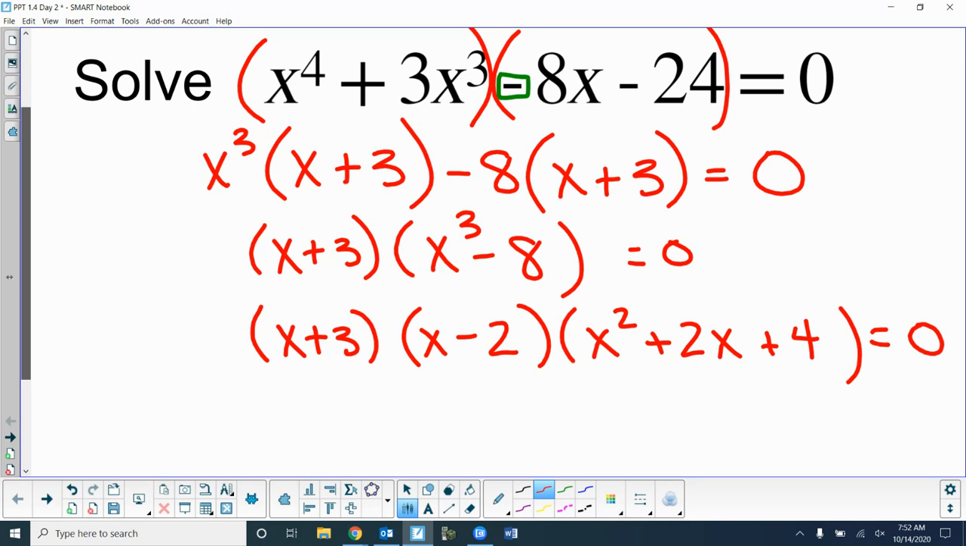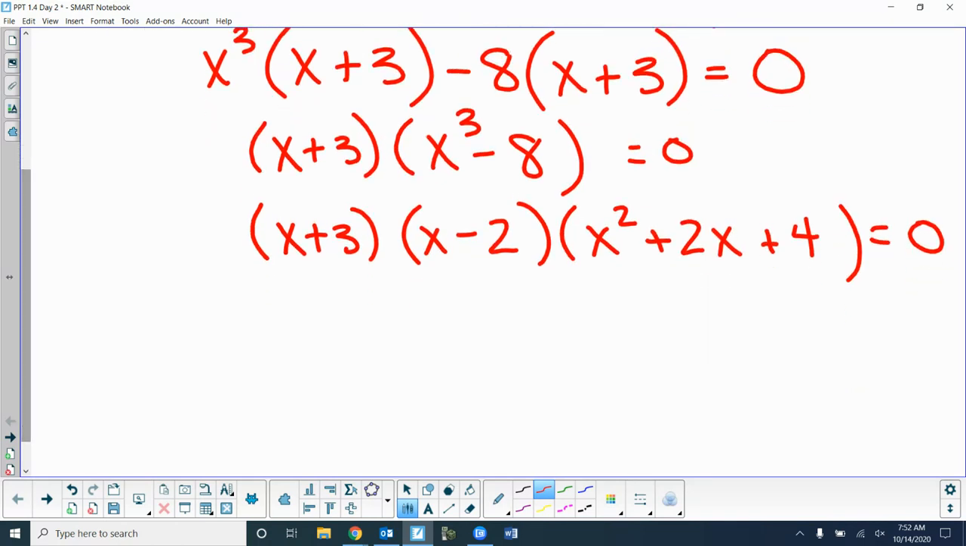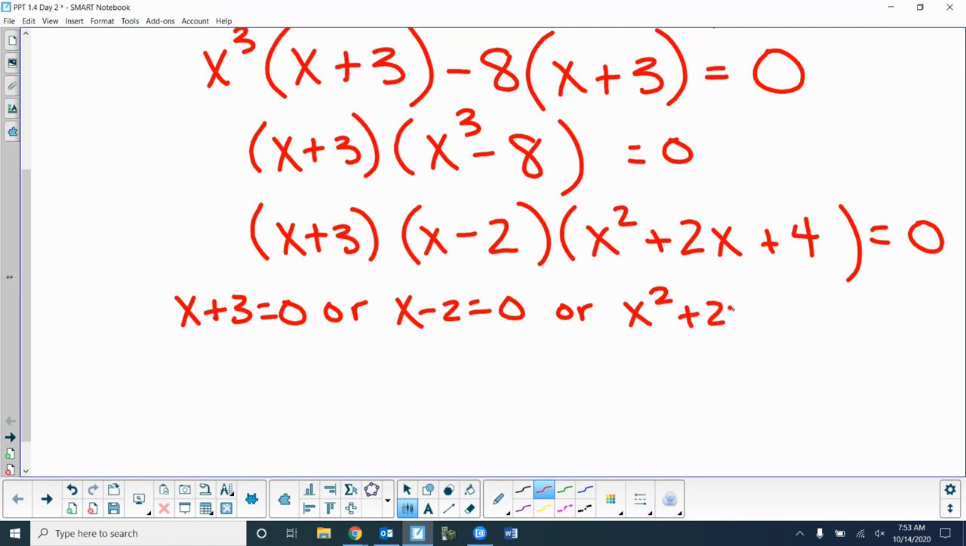When we do a difference or sum of cubes, this trinomial isn't factorable. There's no factors of 4, 1 and 4, 2 and 2 that add up to the 2, the middle one, right? So I have to solve this one like we did last week using the quadratic formula. Okay? So I got my 3 factors. I got to set them all equal to 0 for this. Something times something times something is 0. One of those 3 factors has to be equal to 0, so I solved each of those equations.